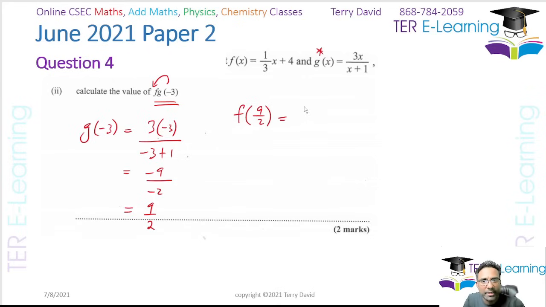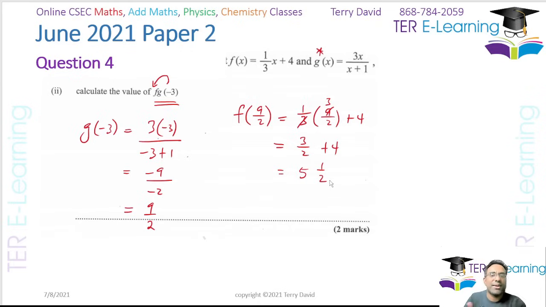So this is going to be 1/3 multiplied by 9/2 plus 4. This 3 would go into 9 3 times. So this is 3/2 plus 4, and that's going to give me 5.5 as my answer. You can give your answer as a mixed number, or as an improper fraction. Some of you may have given it as 11/2, and that's fine. These are potential answers. So that's how we work that out.